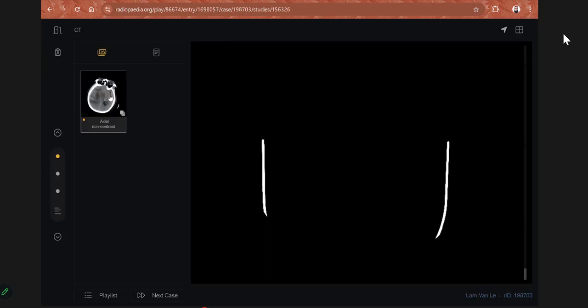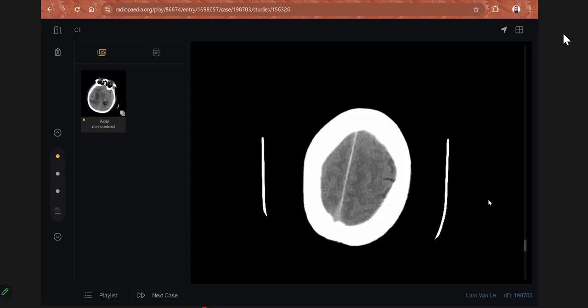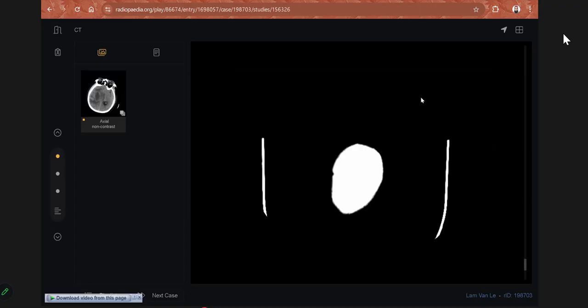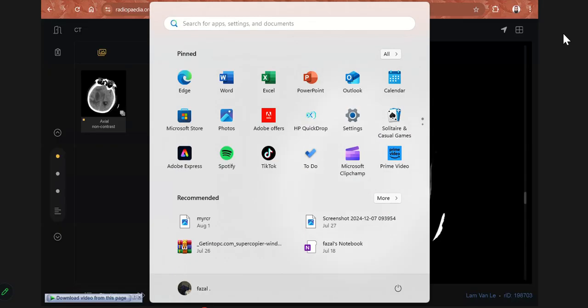So this one is your next case. Can you scroll? Just click on the screen and use your keyboard up and down keys. Yeah, okay. Slowly you can scroll it, yeah.